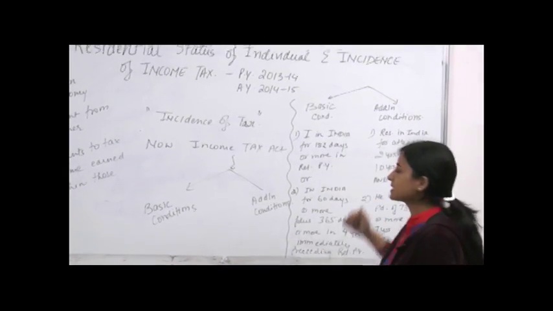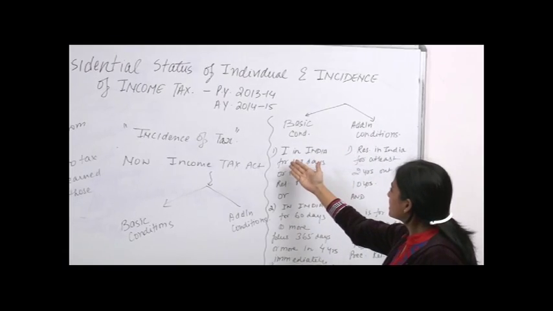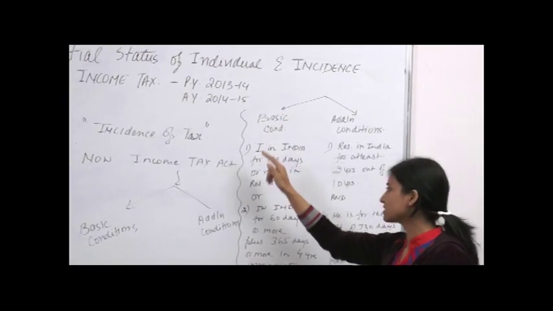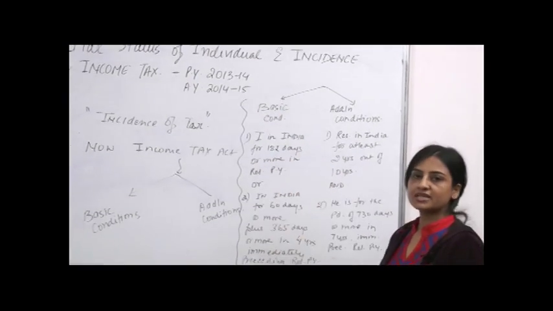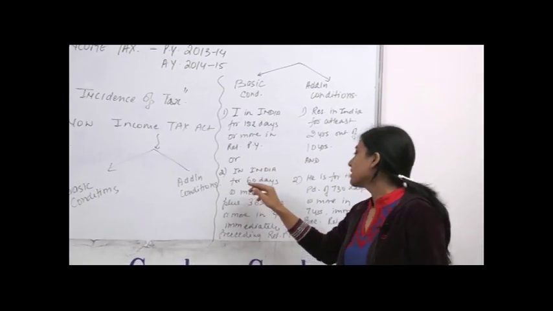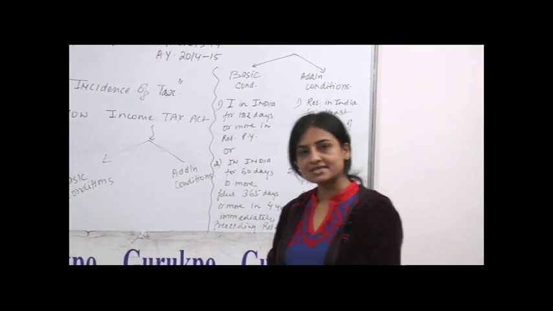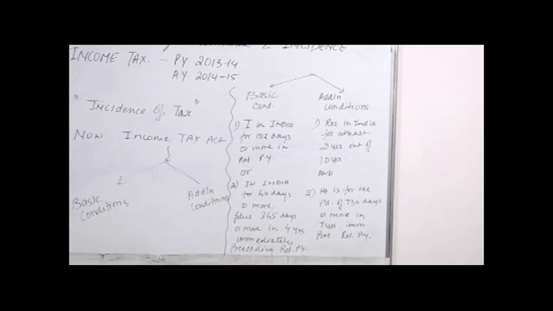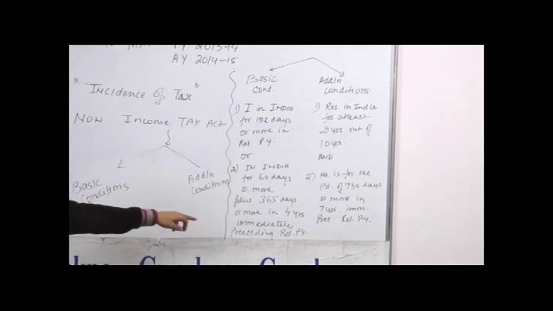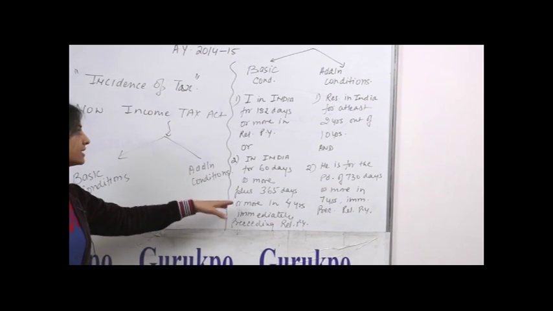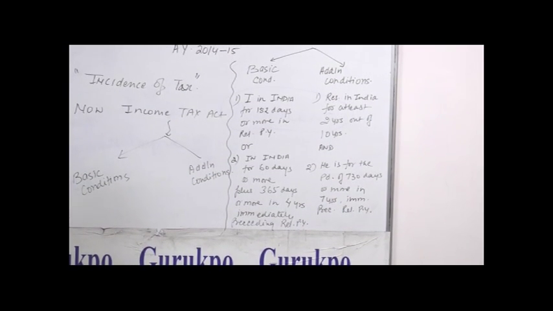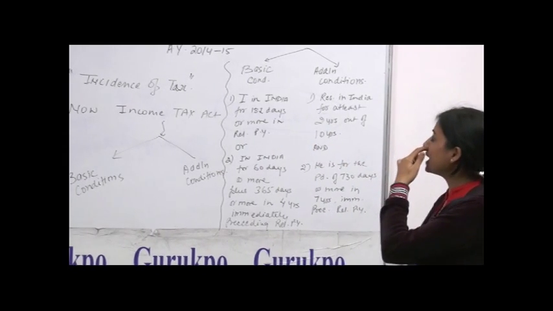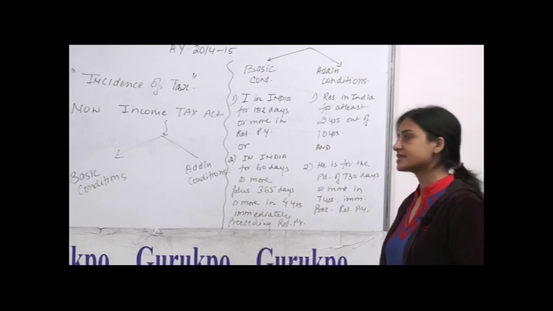Now let's see what the basic conditions are. Basic condition: an individual, if he is staying in the relevant previous year, that is 2013-14, in India for a period of 182 days or more, or if he is in India for a period of 60 days or more, plus he is in India for 365 days or more in 4 years immediately preceding the relevant previous year, then he'll become a resident in India. These are the basic conditions which we need to check before going ahead with the ROR and RNOR status.